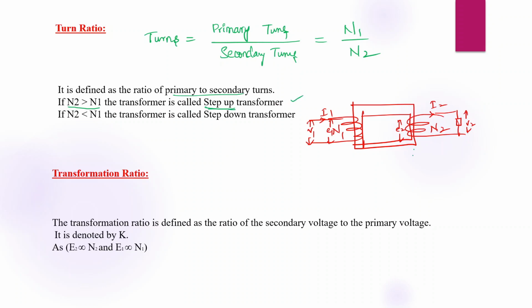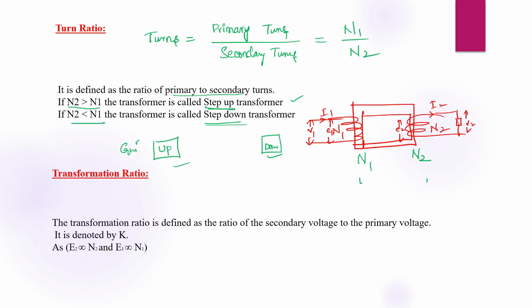If the number of turns on secondary is more than the number of turns on primary, the transformer is called a step up transformer. That means in this case the transformer will increase the voltage level from primary to secondary. Now in the second case, if N2 is less than N1, that means secondary turns are less than primary turns, the transformer is called a step down transformer. In this case the transformer is going to decrease the voltage level from primary to secondary. These are two types of transformers, step up and step down. At generating stations we are using step up transformers, and at substations we are using step down transformers. This is the application of step up and step down transformers.